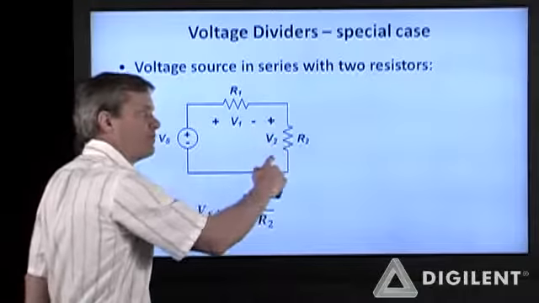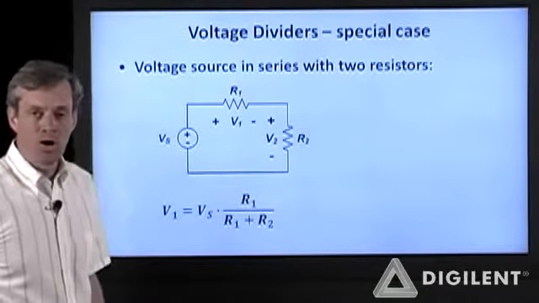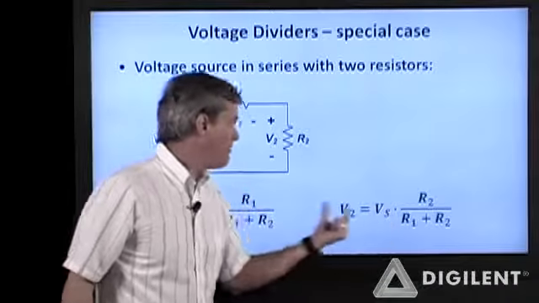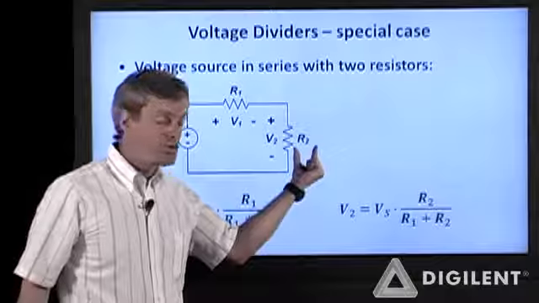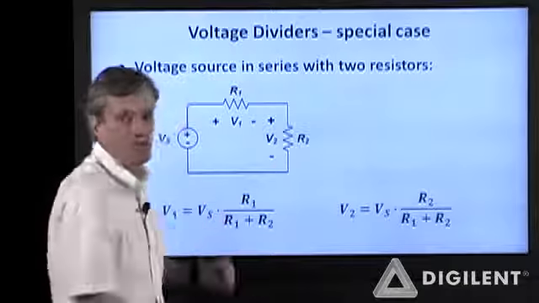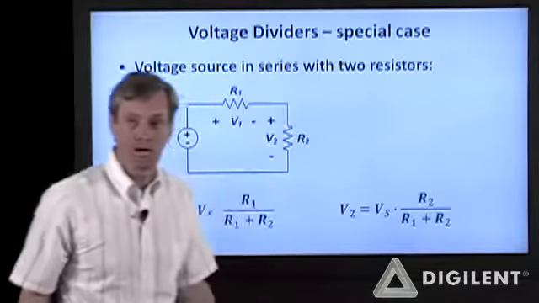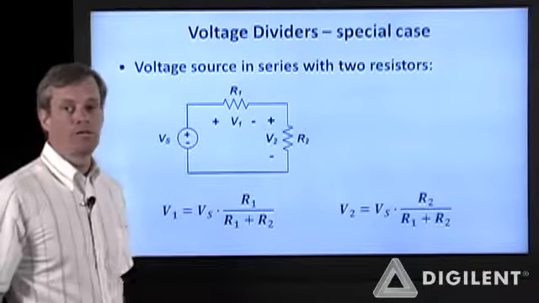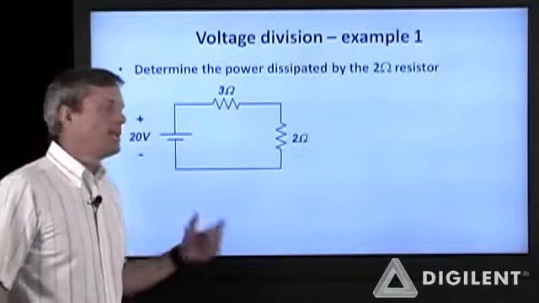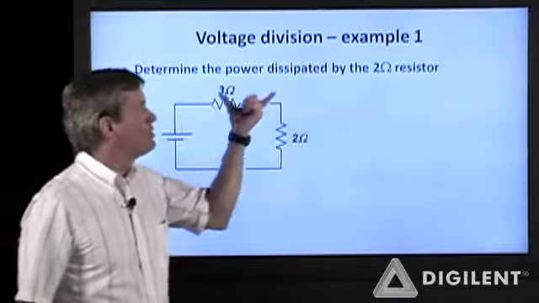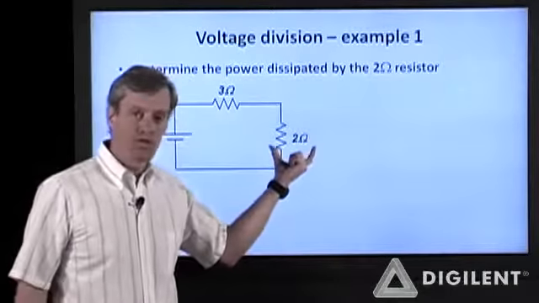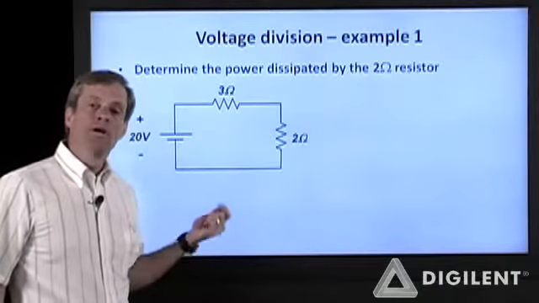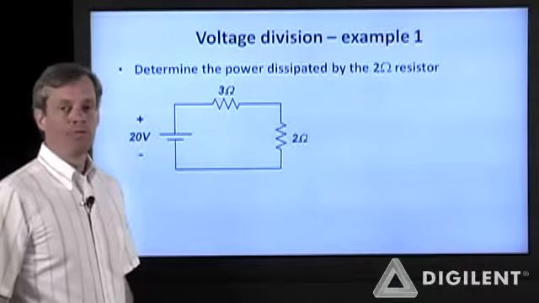Likewise, if I'm interested in the voltage drop across resistor R2, its voltage is simply the total voltage drop, V sub S, times R2 over the sum of the two resistances, R1 plus R2. Those equations are worth memorizing. Now let's use our voltage divider formula to determine the power dissipated by this 2 ohm resistor. Take a quick look at this problem on your own, come back and I will solve it for you.